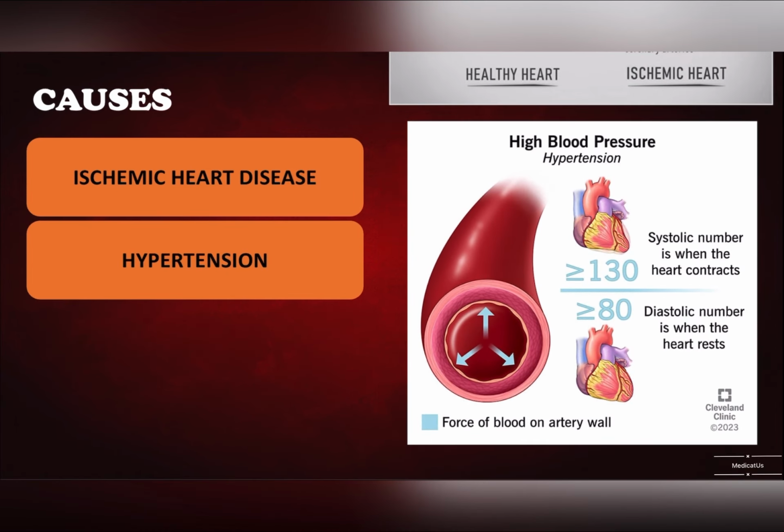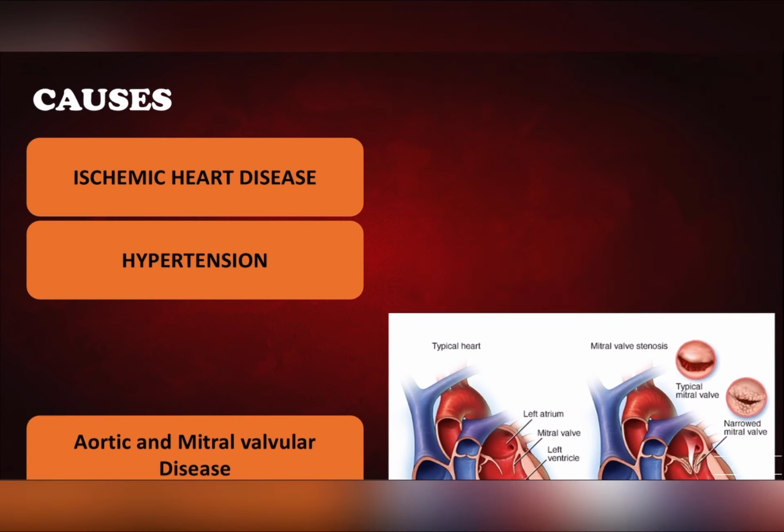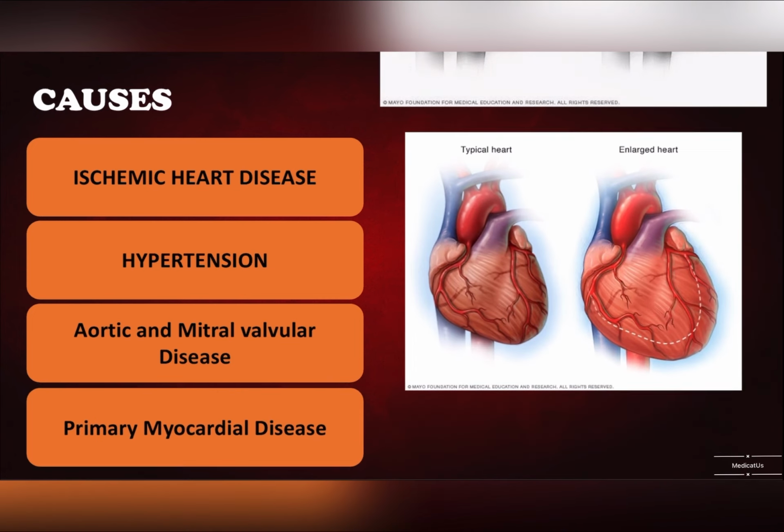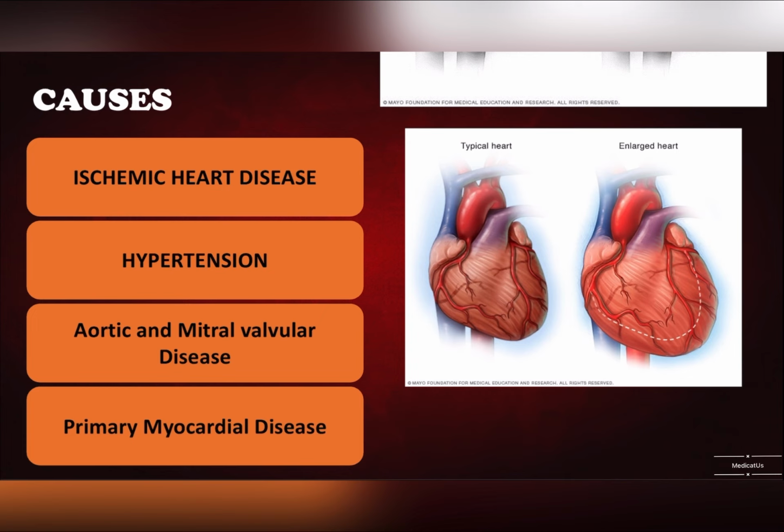High blood pressure, also known as hypertension. Aortic and mitral valve disease. We know that in the left side of the heart, we have the mitral valve, which allows blood flow from the left atrium to the left ventricle, and the aortic valve, which allows blood flow from the left ventricle to the aorta. So if there is any defect in these two valves, it will lead to left-sided heart failure. And primary myocardial disease, which is any condition that affects the heart muscles.